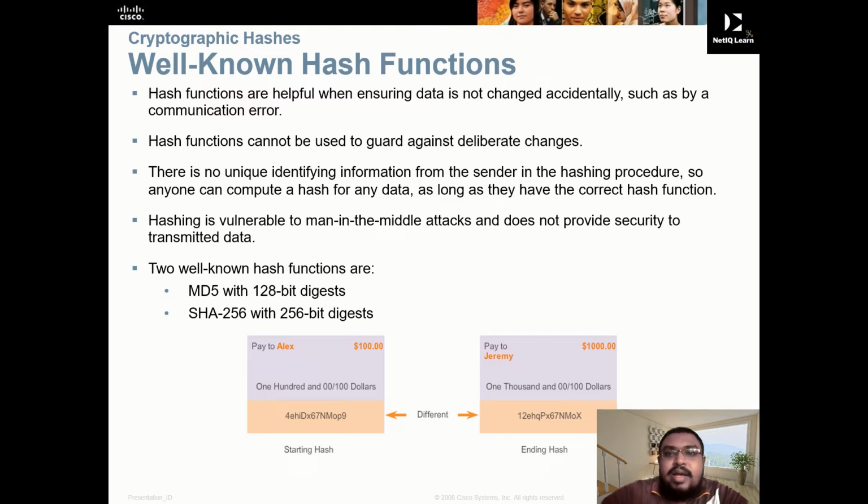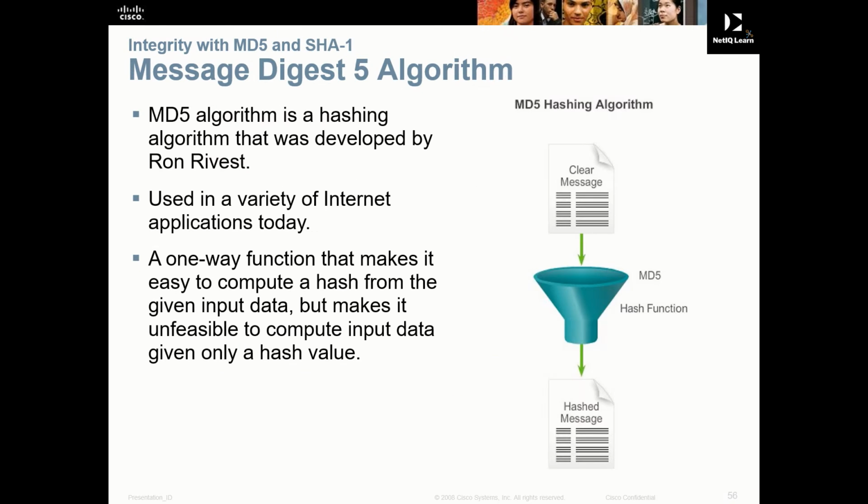Two well-known hash functions are MD5 with a 128-bit digest and SHA-256 with a 256-bit digest. Just take a look at this illustration. Since the clear messages are different, the outcomes, the hashes, are different as well. First, we consider integrity with the Message Digest 5, or MD5, algorithm.